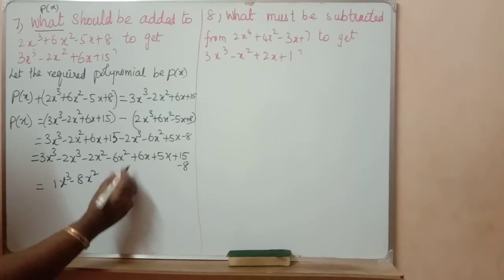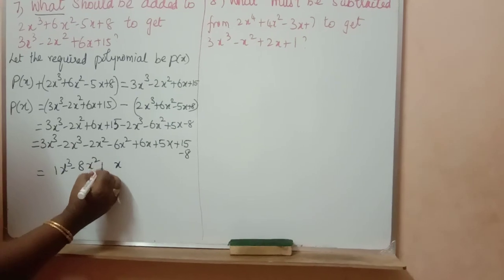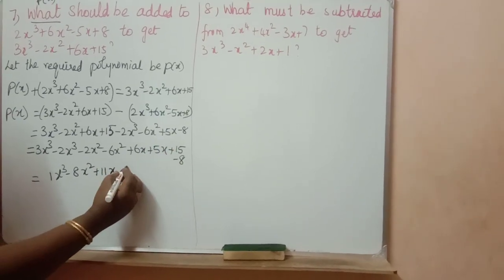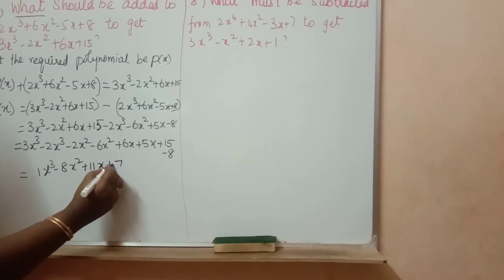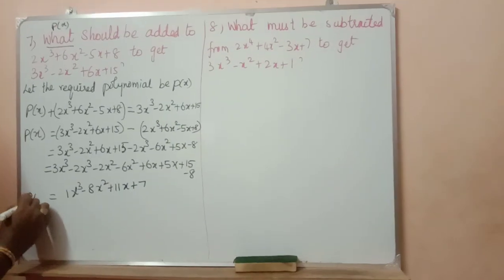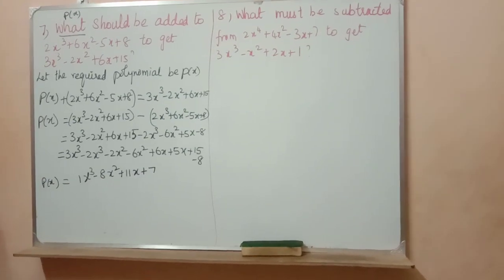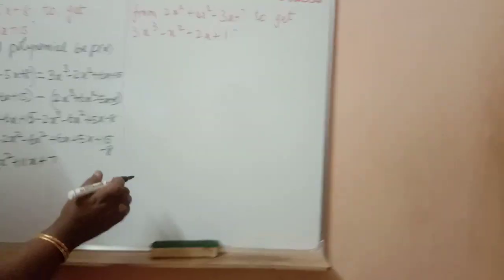x plus 6 plus 5, same sign, add and put the same sign. Plus 15 minus 8, different sign, subtract, greatest number sign. Okay. So this is the required polynomial. If you want, you can write 1x cube or x cube alone. That is also correct. Next, what must be subtracted from?